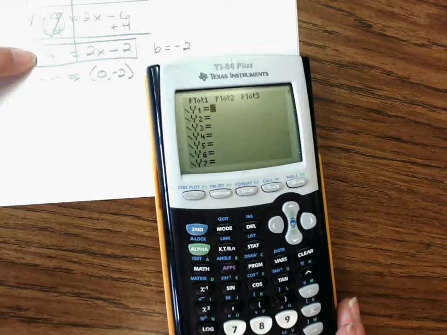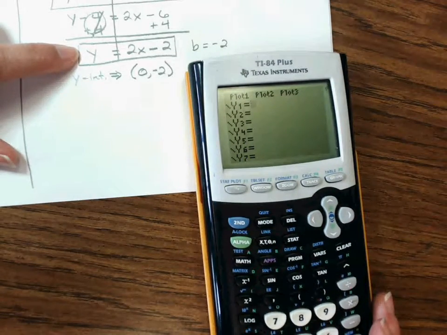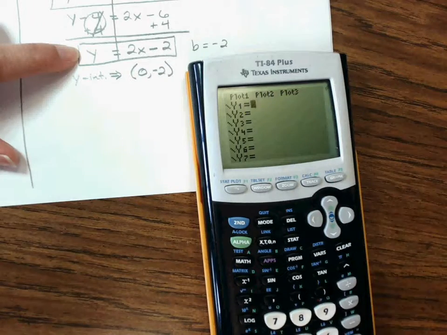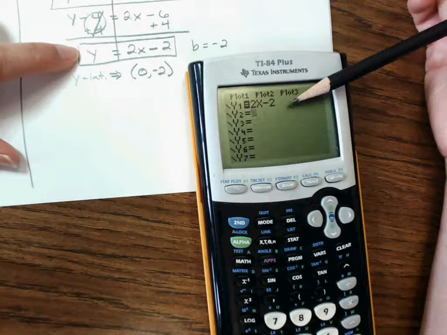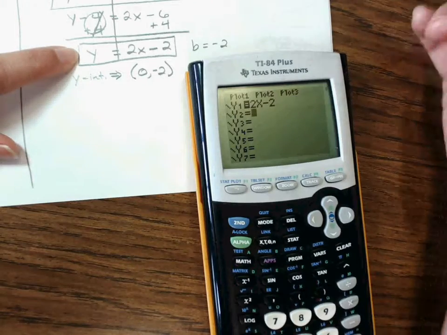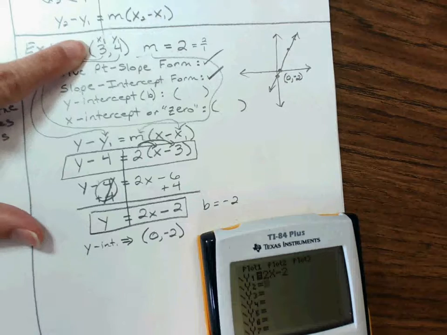Let's put this slope-intercept equation that we just found in y equals. So I have y equals 2x minus 2. Now, I'm going to show you two things. First of all, I want to check and see if this is actually the right equation, if I did my math right. If you remember up here when we started the problem, we were given the point 3, 4.